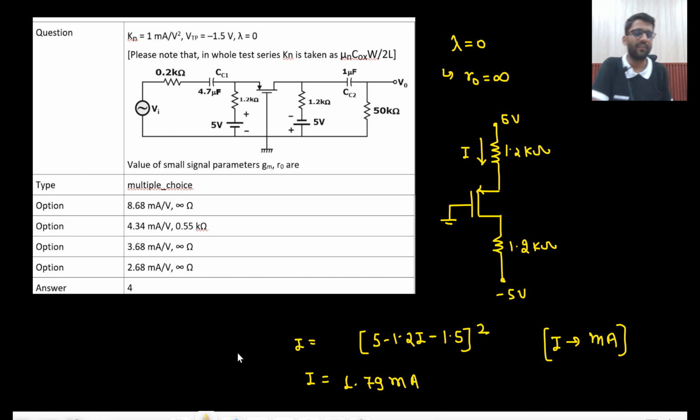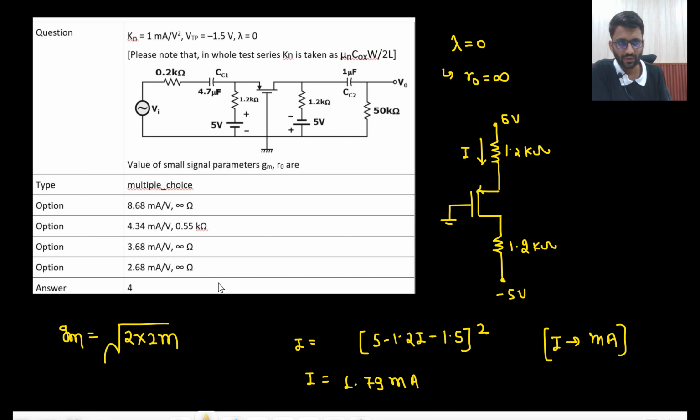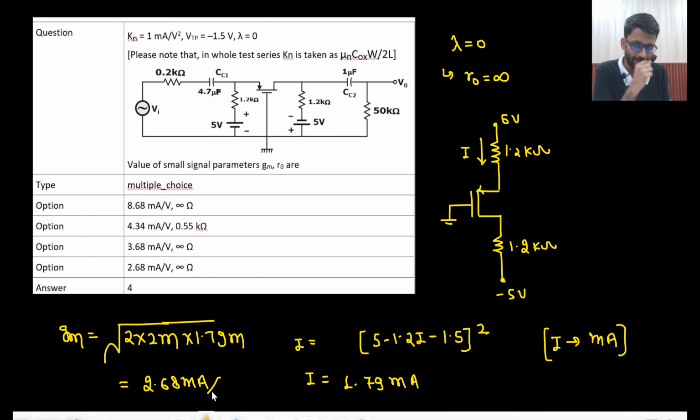So this is the value of I we are getting. So how will we get the GM value? GM we will get as root of 2 mu n Cox W by L. Twice Kn is 1 milli, so mu n Cox W by L would be 2 milli into 1.79 milli. After solving this, we will get 2.68 milliampere per volt. So this is the answer. A bit of a complex calculation, but the question was easy.